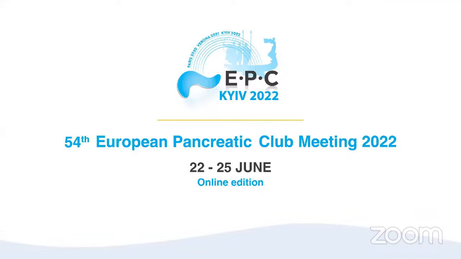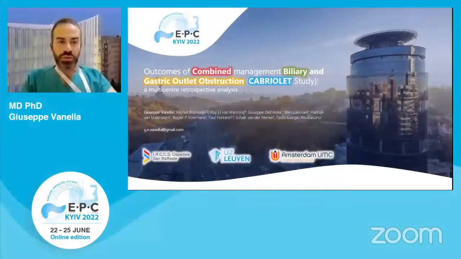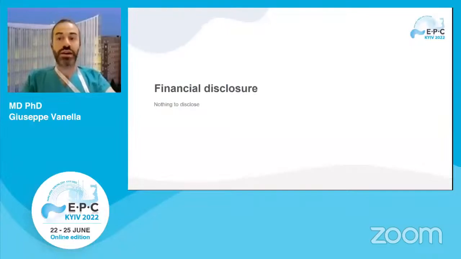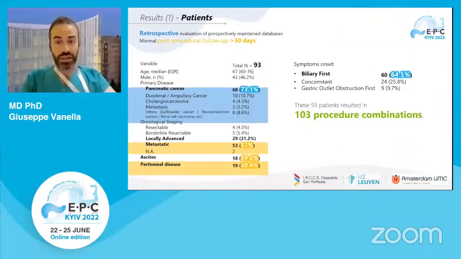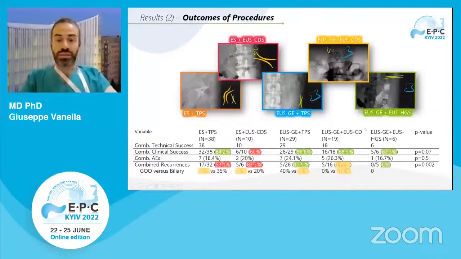Giuseppe Vanella, please. Good morning, and thank you for the possibility to share our data on combined biliary and gastric outlet obstruction. This is a very challenging scenario, even in the era of therapeutic EUS, as we have very few comparative data on the outcomes of procedures we can use in this condition. We performed a retrospective analysis of all consecutive patients with double obstruction who have been treated in 3 European institutions. We have enrolled 93 patients, mostly with advanced pancreatic cancer, for a total of 103 procedure combinations.